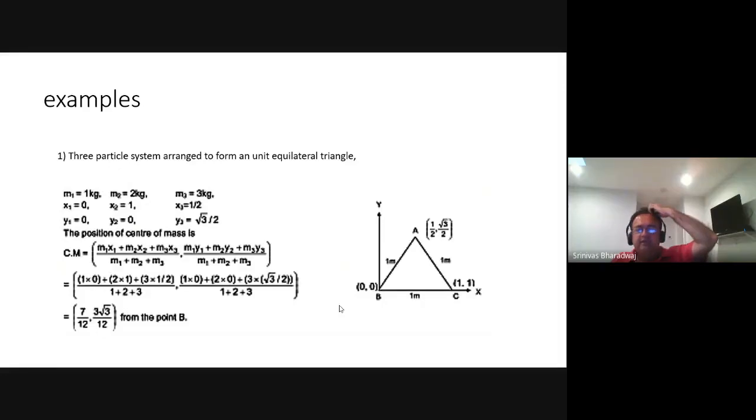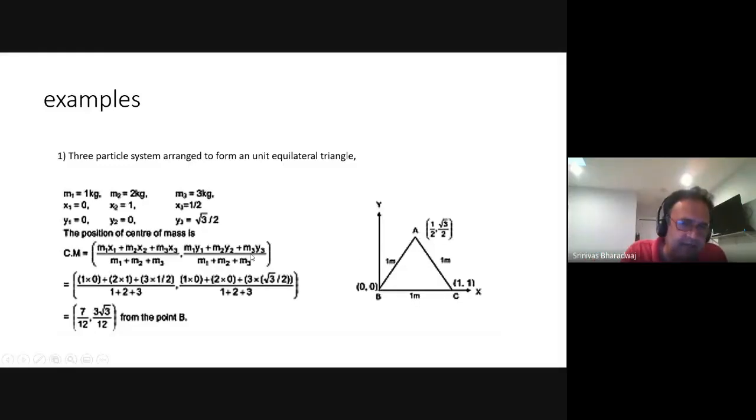So calculate, this is a two-dimensional example. There are three masses. There is 1 kg at (0, 0), 2 kg at (1, 0), and then there is 3 kg at (1/2, root 3 by 2). So 1 kg, 2 kg, 3 kg. Where will the center of mass be? Sigma mi xi by m will give you the x coordinate. Sigma mi yi by m will give you the y coordinate.